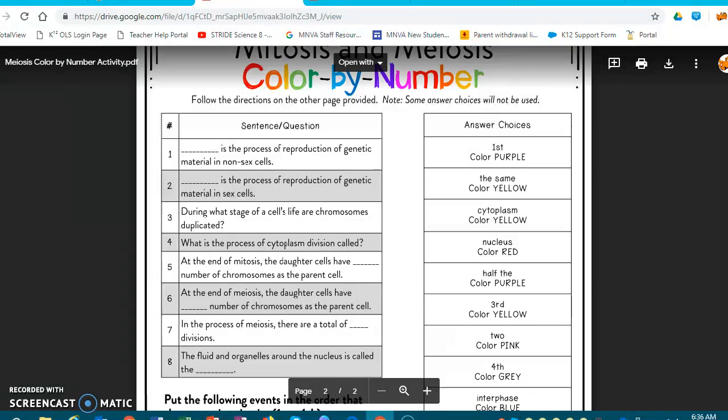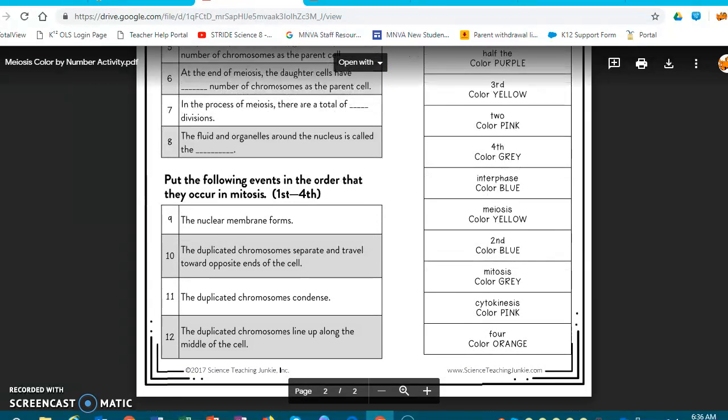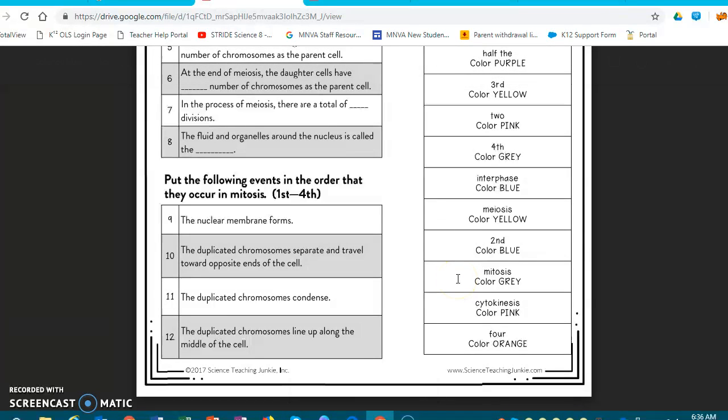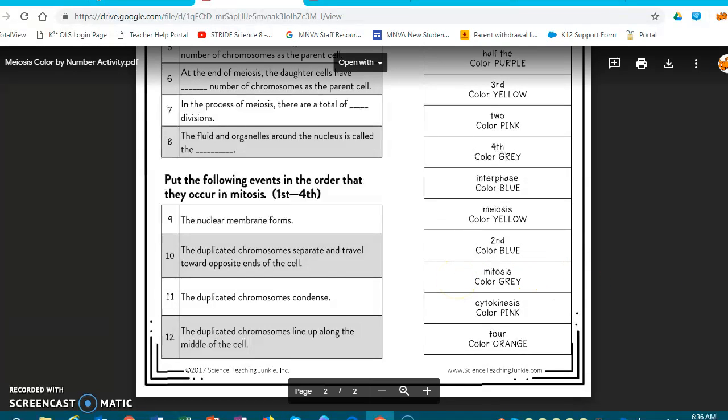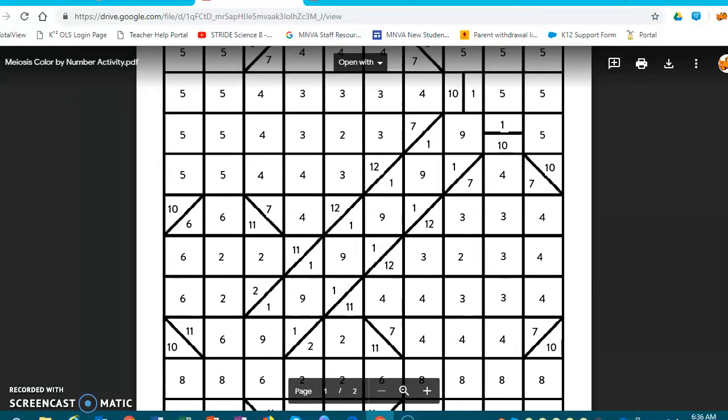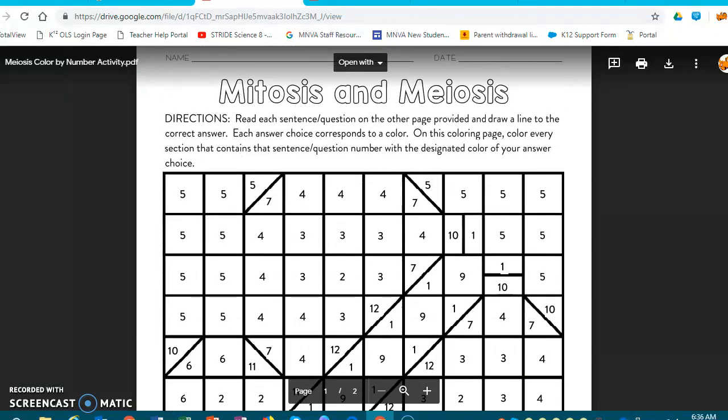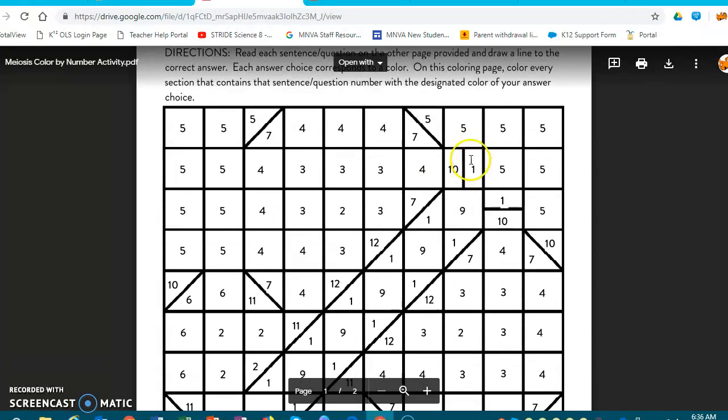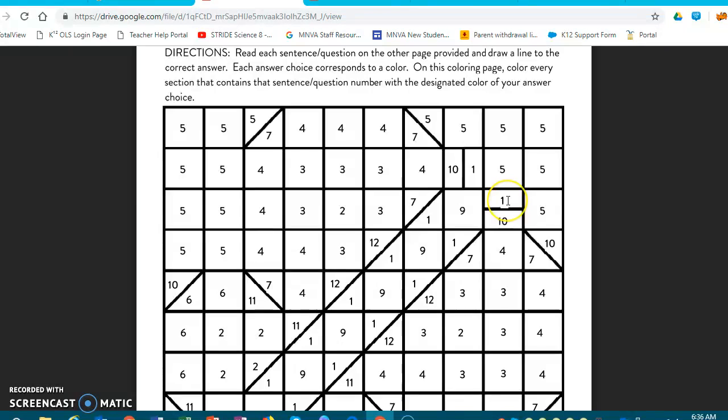Then, once you get them all done, you're going to look down here and say, okay, number 1 was mitosis. It says the color is gray. So up in your color by number activity, you're going to look for all the numbers that are number 1. So I see one right here, right here, right here, right here, right here. Every single number 1 here, you're going to color in gray.